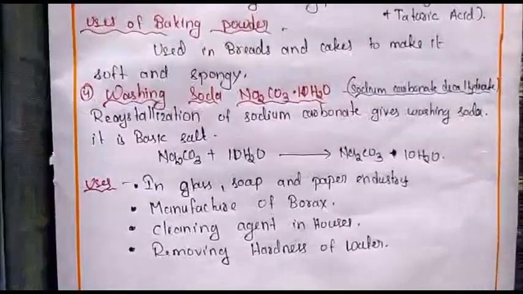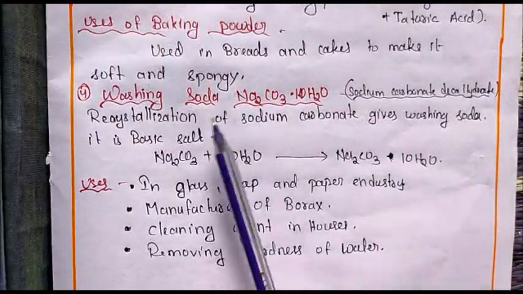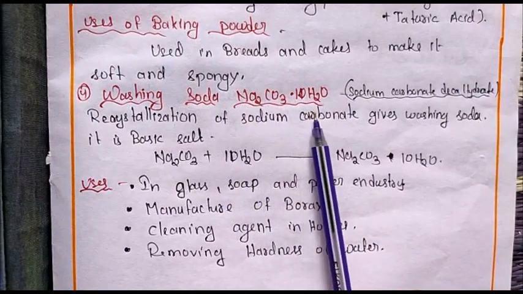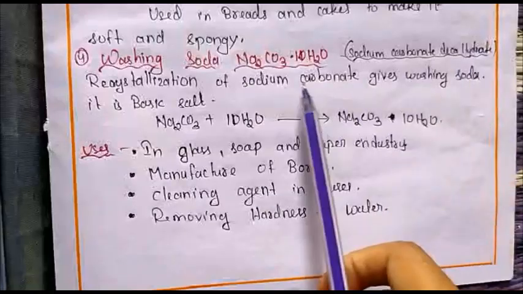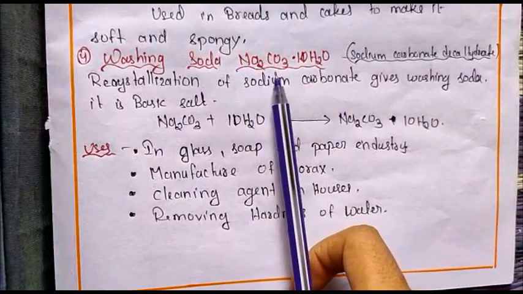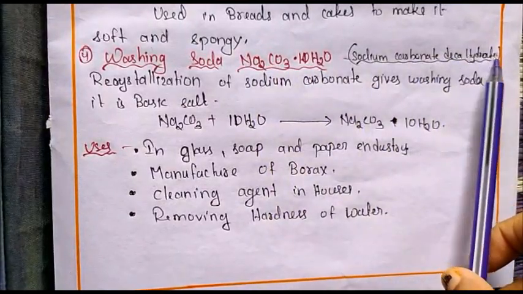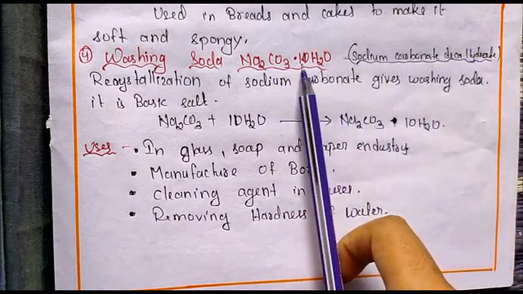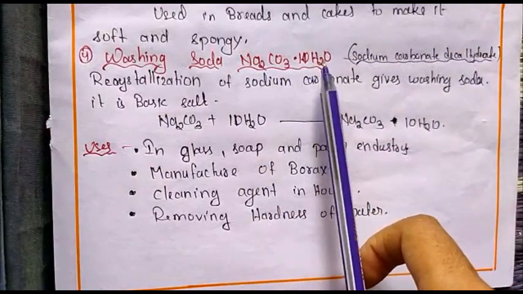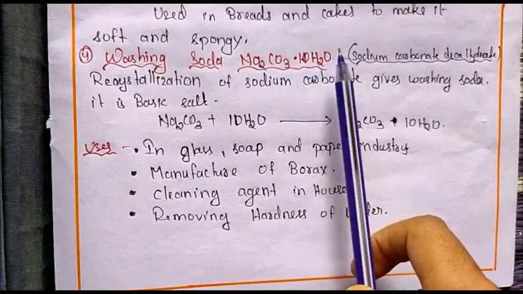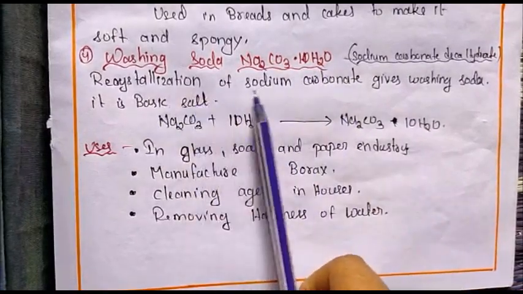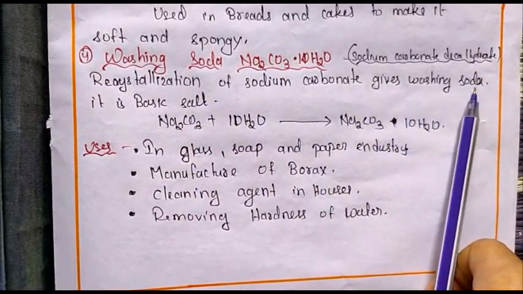Now come to washing soda. Washing soda is Na2CO3·10H2O. The chemical name of Na2CO3·10H2O is sodium carbonate decahydrate. This is your washing soda. Decahydrate means 10H2O is there. When it is added with water, it crystallizes. Recrystallization of sodium carbonate gives washing soda.